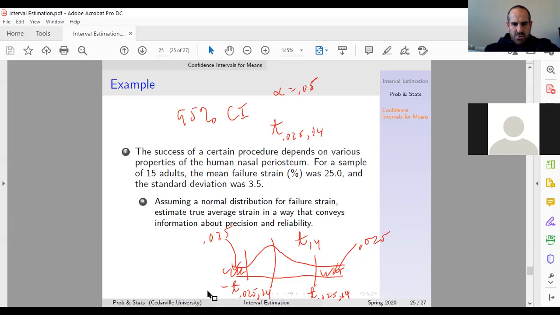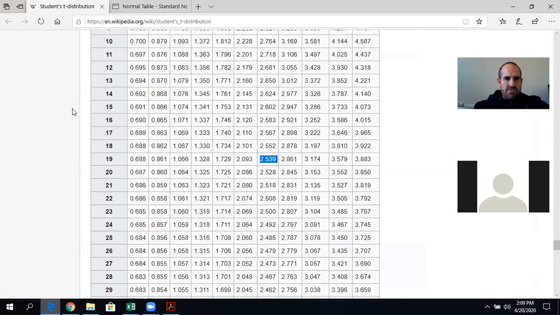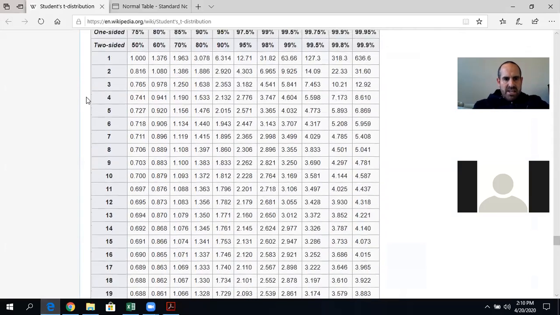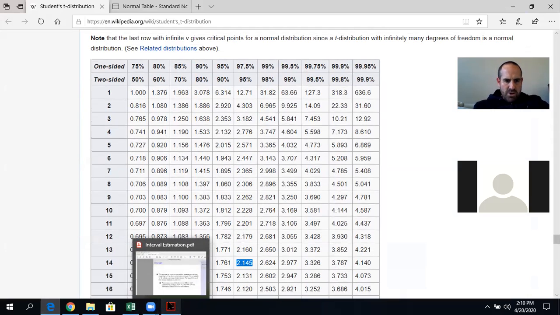Well, let me change what I'm sharing here and go to my screen so that I can then go in here. Okay, I have 14 degrees of freedom. And if I want 2.5% in each tail, that means there's going to be 97.5% below this thing. So look, I get this as my cutoff point, 2.145.